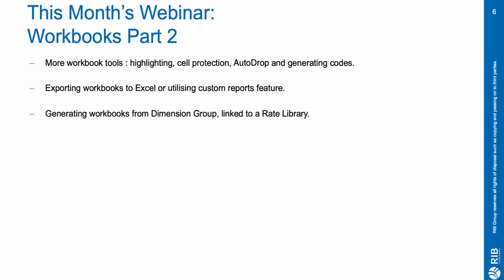And for this month, I will cover workbook tools, highlighting, protection, AutoDrop, generate codes, export workbook to Excel or utilizing custom report, and generating workbook from dimension groups linked to a RAID library. So now we'll switch over to iTWO costX and get started.